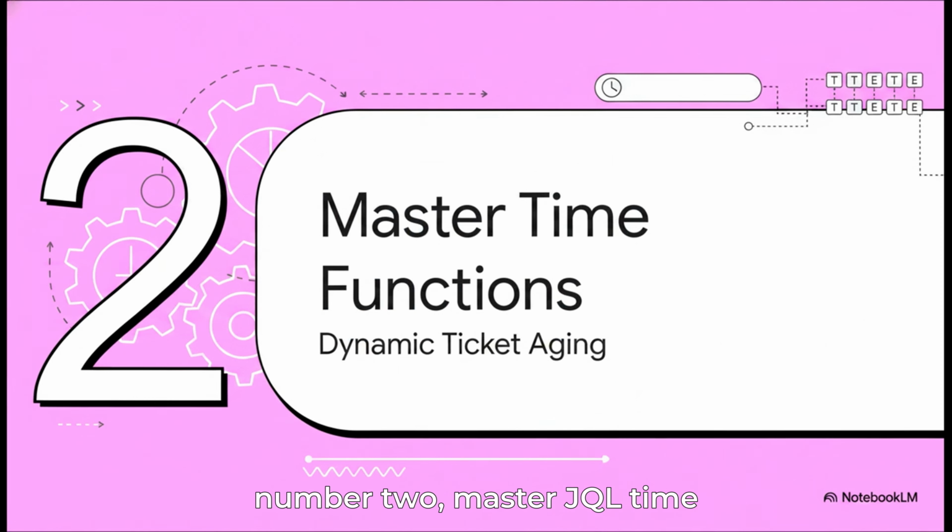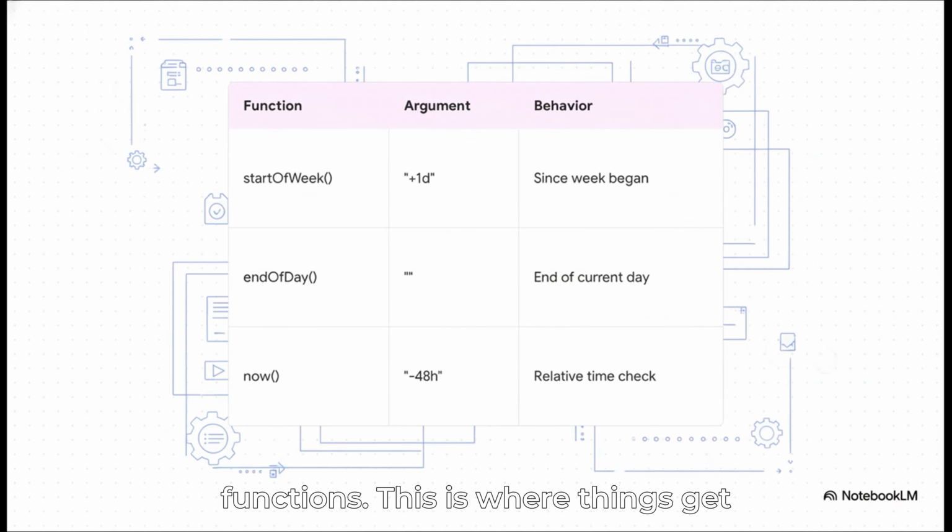Moving right along to number 2, master JQL time functions. This is where things get really fun. This is where you stop hard-coding exact dates and start finding tickets dynamically based on their age. Functions like start of week, end of day, or now, they make your filters completely evergreen. By passing a relative argument like minus 48 hours, your query is always looking at the exact right window of time without you ever having to touch it again.